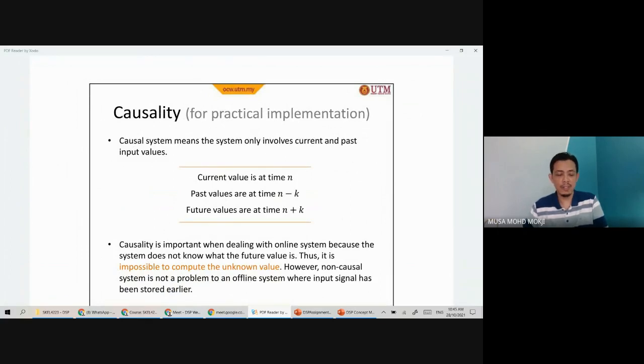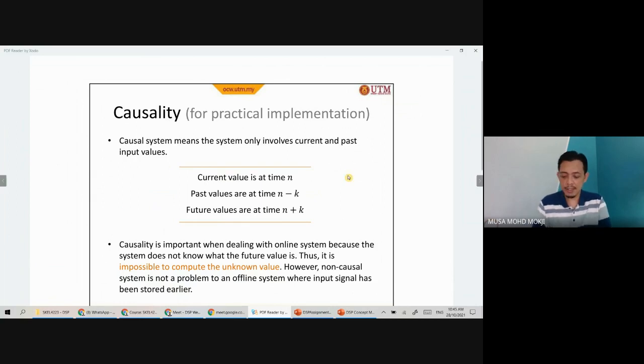If we still want to do that, maybe the best way is that we are predicting the future value. There's some algorithm or some computation that predicts the future value, and then we add that future value into our equation, into the system. We can do that. Actually, we can do that, right?